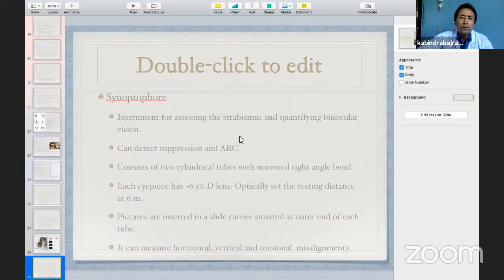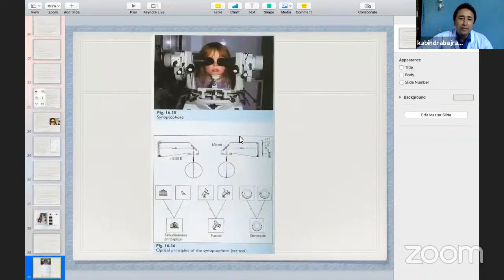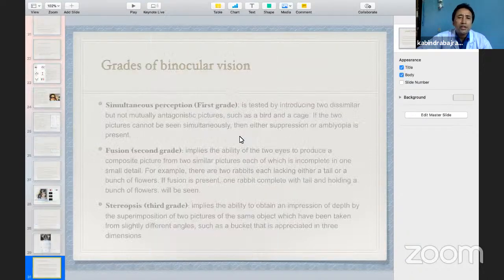So apart from them, synoptophore is one of the very often used instruments both for diagnostic and treatment purposes. With synoptophore, we can assess the strabismus, we can quantify the binocular vision, it can detect suppression, abnormal retinal correspondence. Usually it consists of 6.5 diopter lens on both eyepieces, which is set for 6-meter distance optically. And pictures are inserted in a slide carrier situated at the outer end of each tube. It can measure horizontal, vertical, and even torsional misalignment.